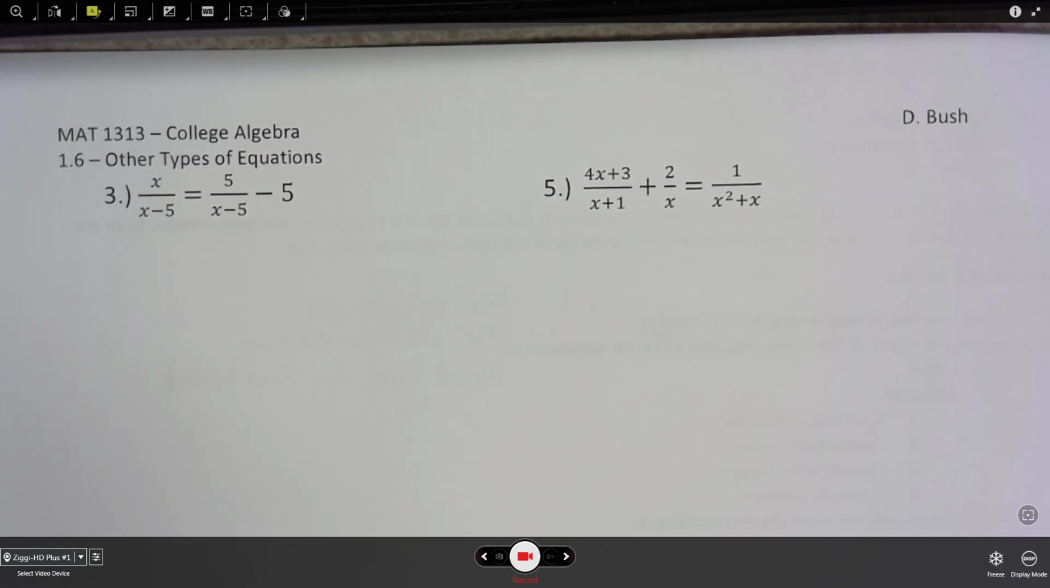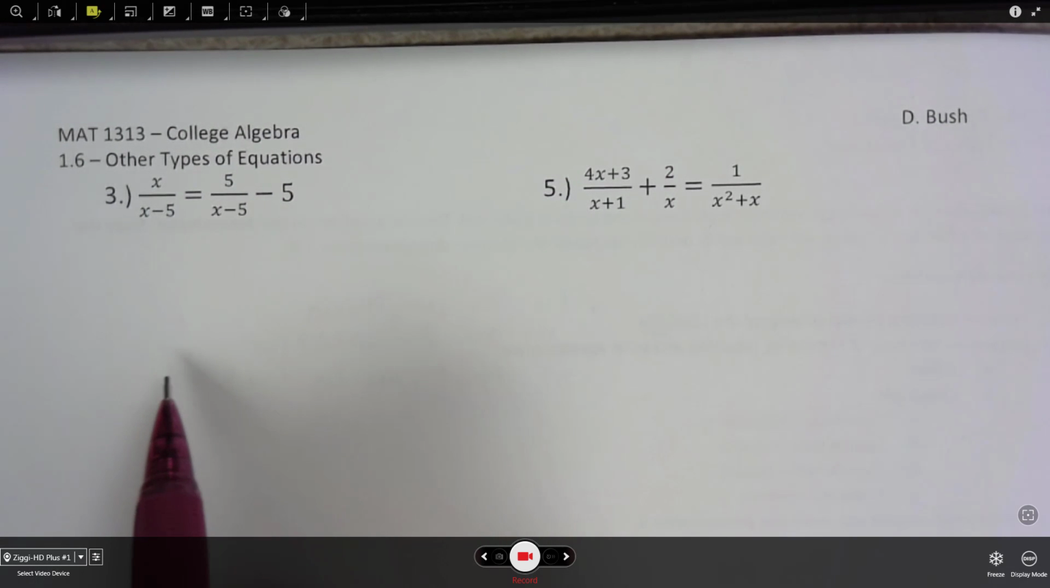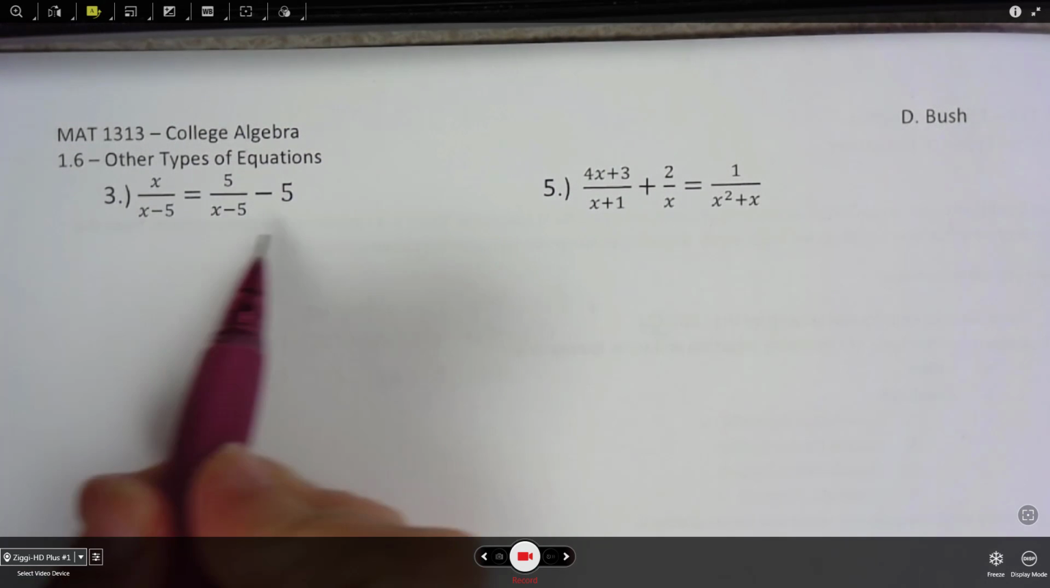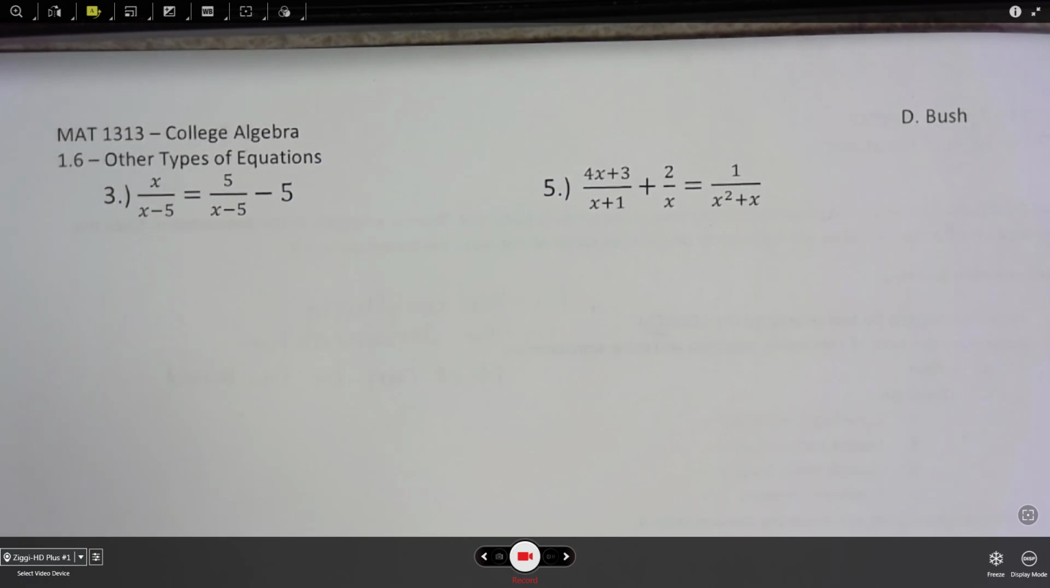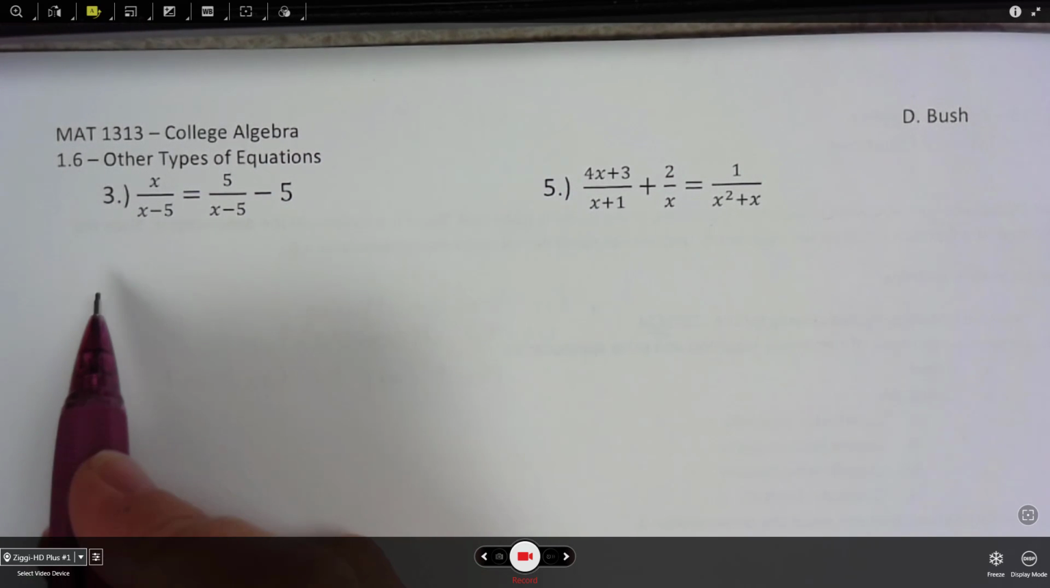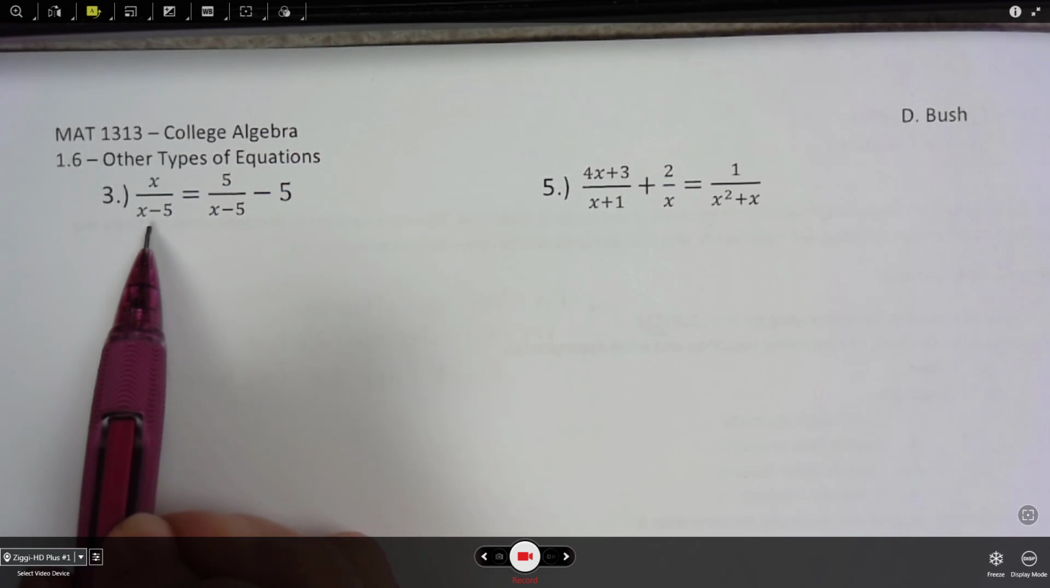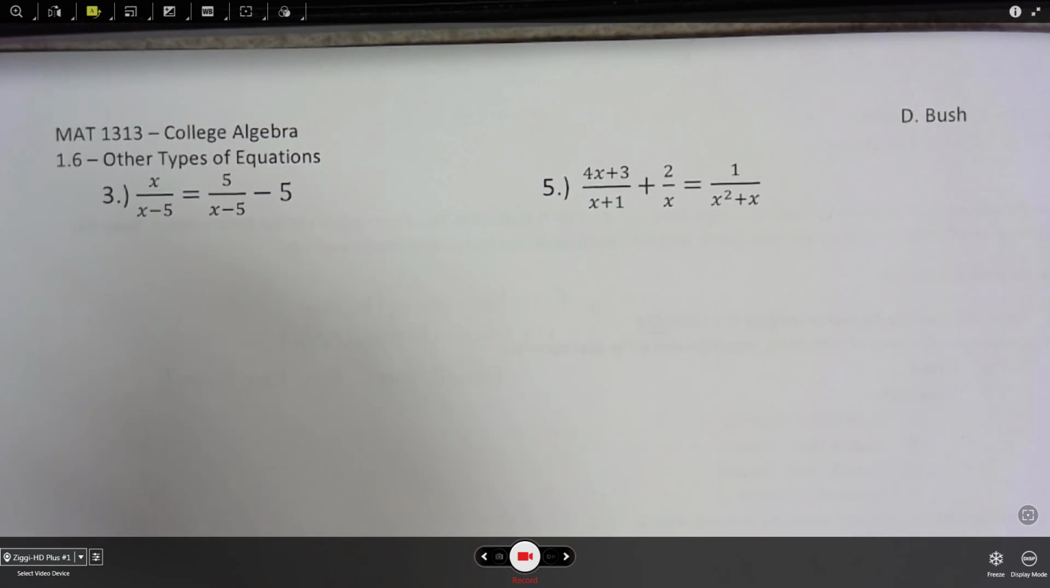Section 1.6 on rational equations. So when we're solving rational equations, remember that you want to check the bottom to see if you can factor any of the denominators. All right, once that happens, you want to find the least common multiple. So really what you're finding is one of each denominator is what you should be multiplying by.